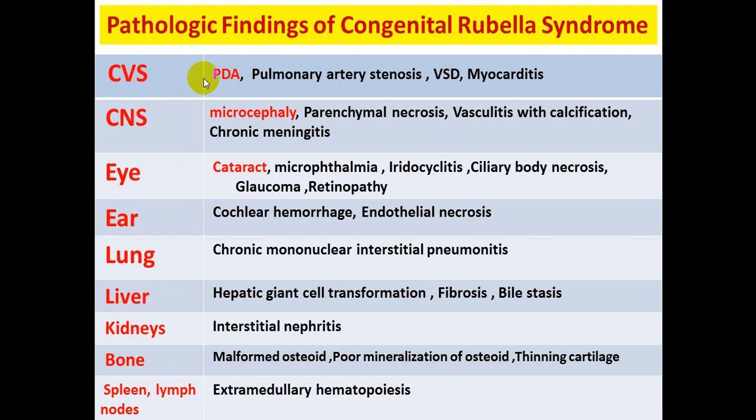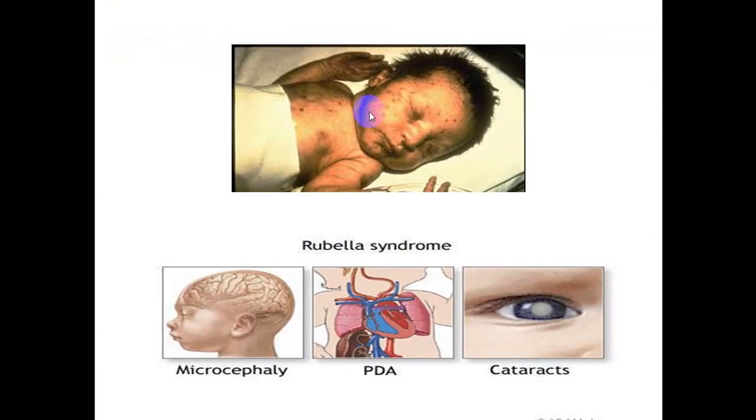And the most important is the PDA in the cardiovascular system, microcephaly in the CNS, and the cataract in the eyes. This is a newborn baby with congenital rubella syndrome. So don't forget the microcephaly, PDA, the heart, and the cataract.